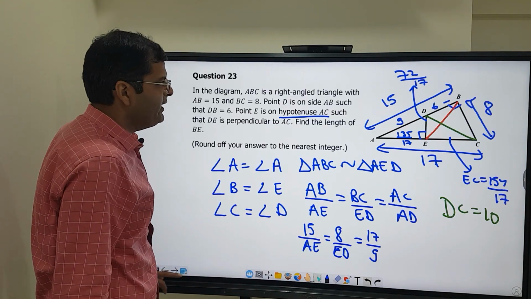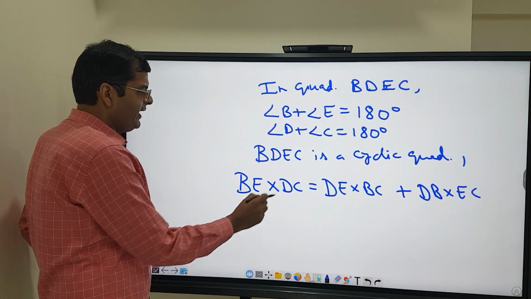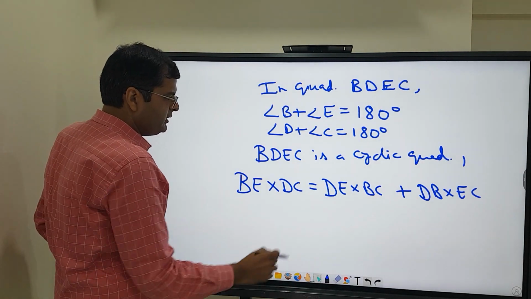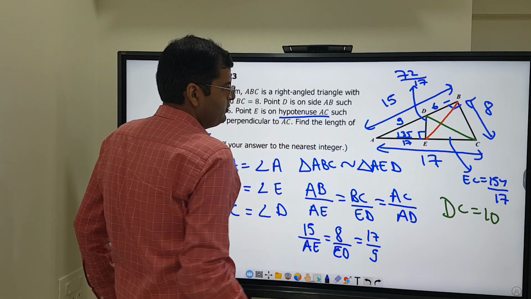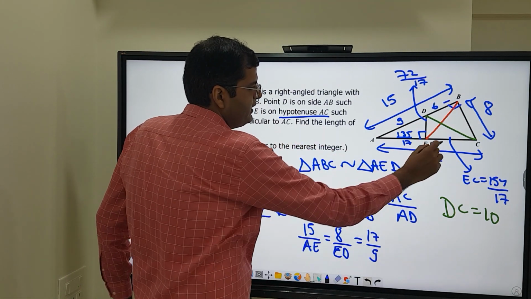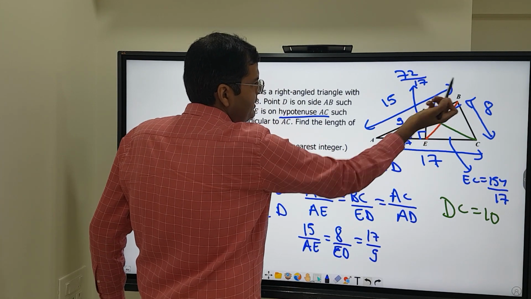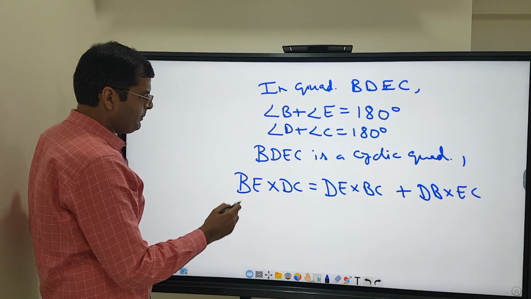Now what do we have to find? We have to find BE. That is what we have to find. We know the value of DC, which is 10. We know the value of DE, 72 by 17. We know the value of BC, 8. We know the value of EC, 154 by 17. And we know the value of DB, which is 6. So we know all these values, so we'll just plug in the values here.